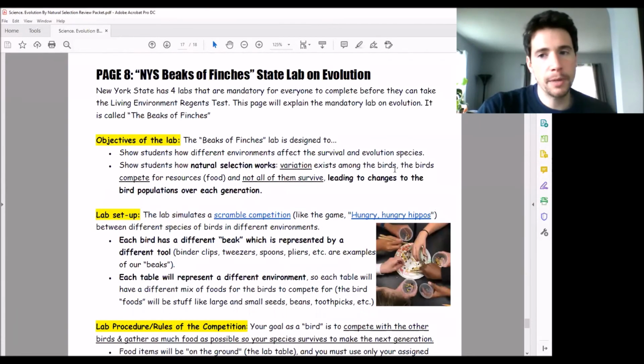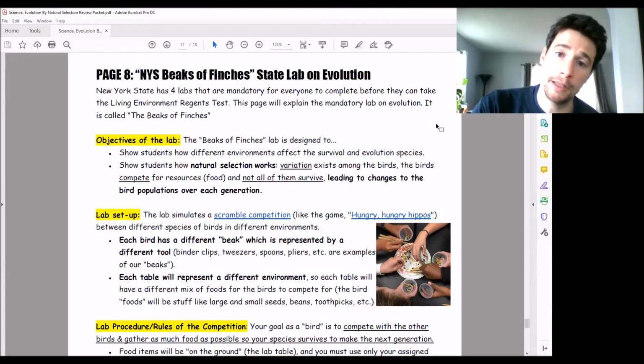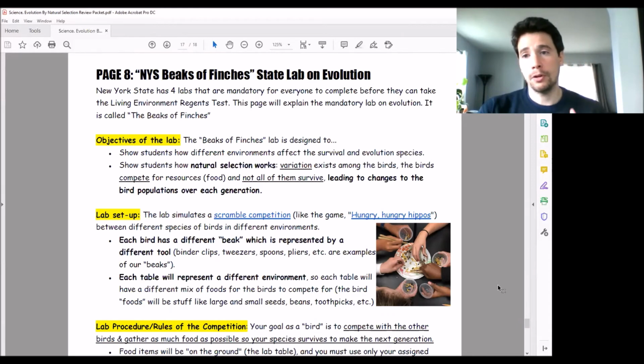Let's go to page 8. Page 8 is the last page, and I'm going to explain how this New York State lab works. This is a lab that is given to us by New York State, and it's about the evolution of birds. It's really just to give you an understanding of how different birds would exist in different environments based on the food that's in that environment.